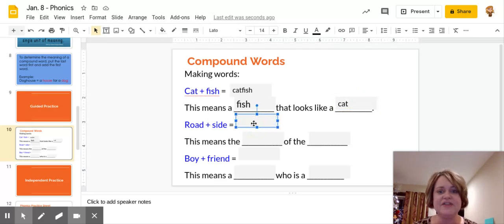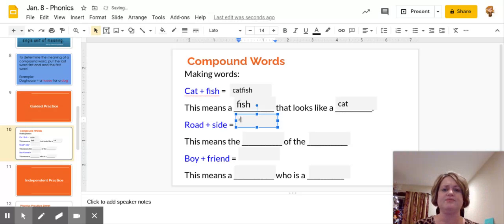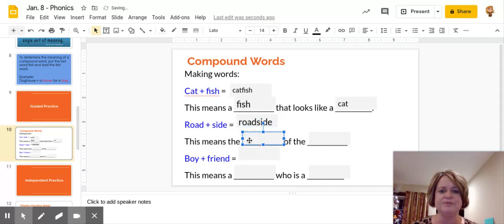Okay, let's look at the next one, roadside. This may be something new for you. So a roadside, not a road sign, but a roadside. Okay, so my rule says, sorry about having to blow those up, my rule says put the last word first. So let's put the last word, which is side, and then put the first word, which is road.